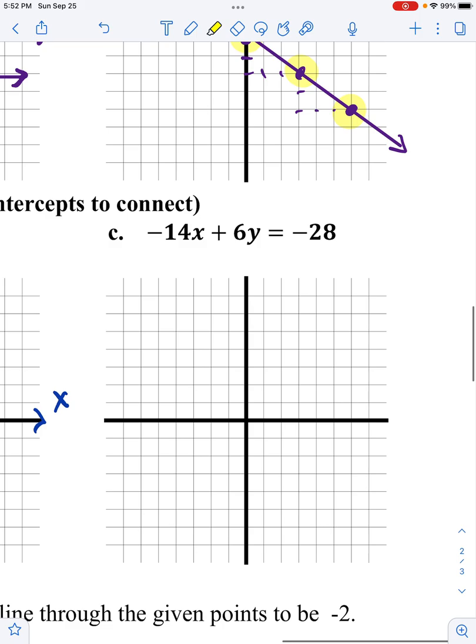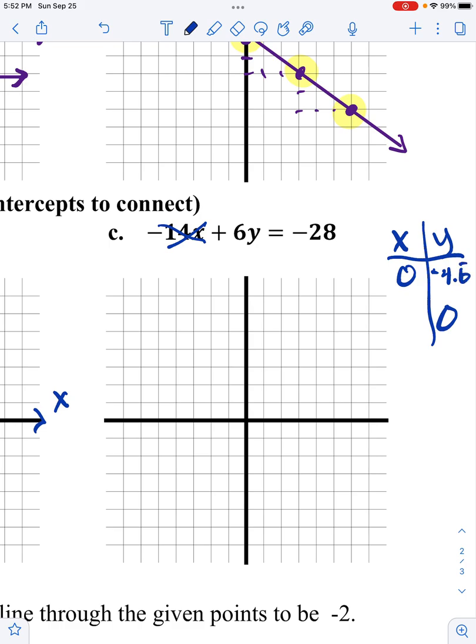Okay. And then here in this one, again, I'm going to put the zeros in. If I put a 0 in here, that'll go away. What's yucky about that is -28 divided by 6 is not a nice pretty number, but I'm still just going to show it in my table. So -28 divided by 6 turns out to be -4.6 repeating. And so I'm going to plot that on the y because it's under the y. So down 1, 2, 3, 4.6-ish.